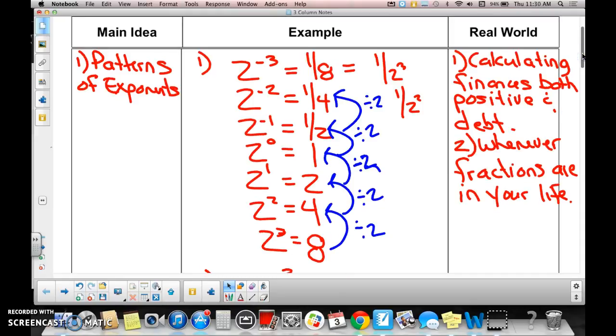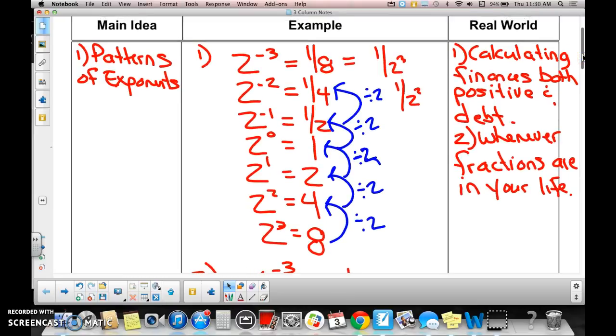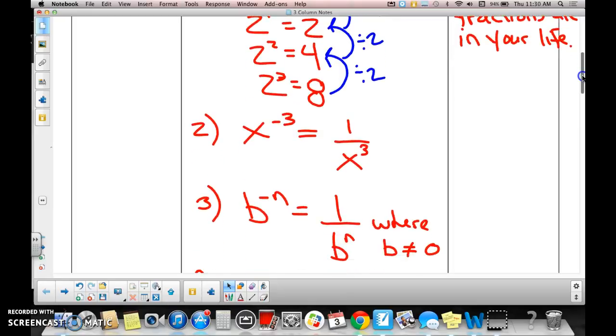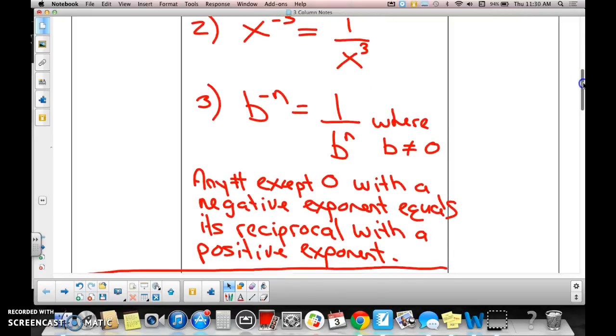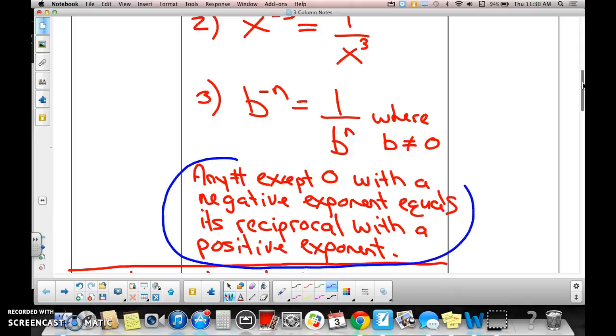It is simply a pattern, and we use a pretty basic base of 2 to show the pattern. Number 2 down here shows the pattern using a variable, and number 3 explains it both with words and also the formula for negative exponents. If you're struggling with understanding negative exponents, I would definitely look at the pattern, the first thing we did, and then this explanation right here is really the easiest way to help you remember how to calculate negative exponents, or what to do with a negative exponent.